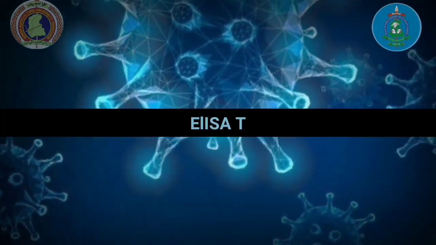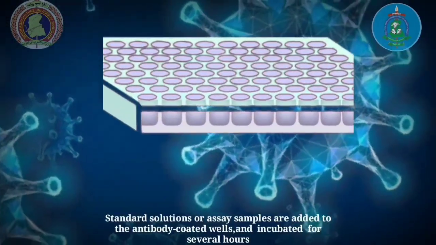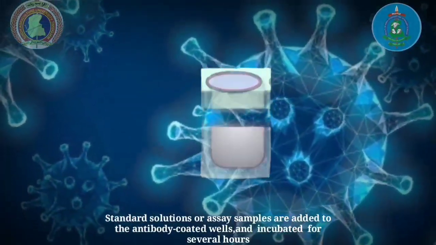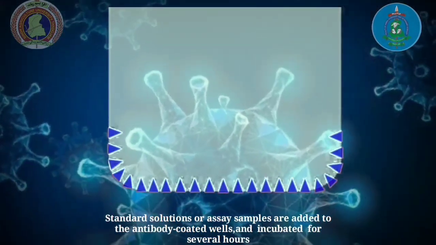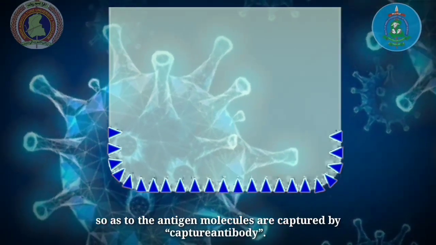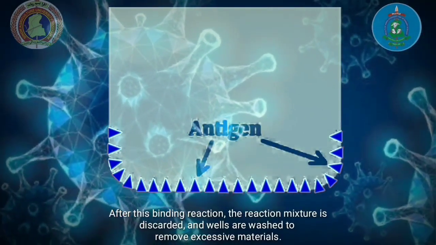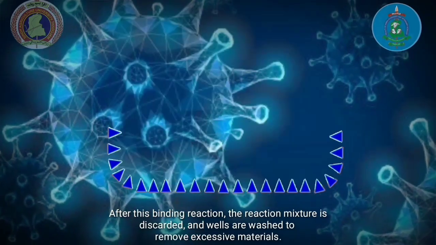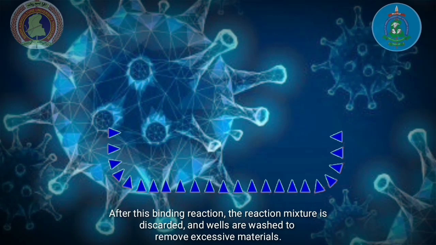An ELISA test can be performed in the following few steps. First, a standard solution or assay samples are added to the antibody-coated wells and incubated for several hours, so that the antigen molecules are captured by the antibody. After this binding reaction, the reaction mixture is discarded and the wells are washed to remove excess materials.